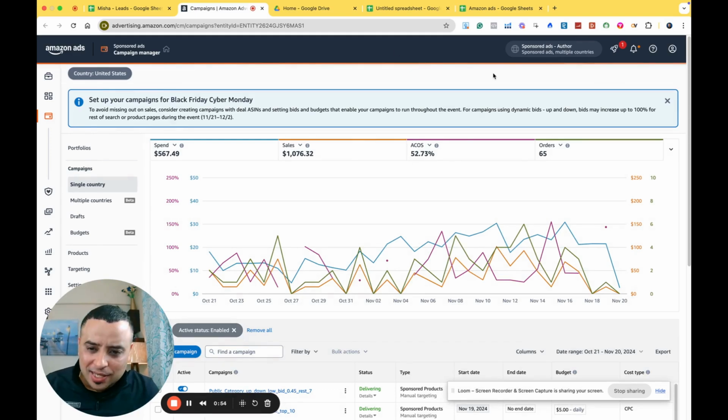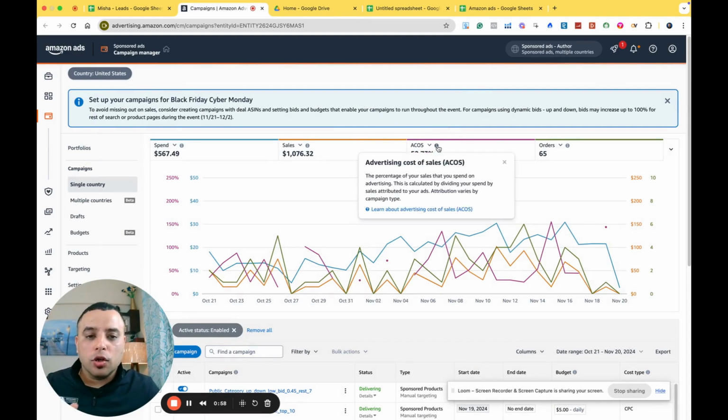So first things first, let's understand what ACOS is. ACOS full form is advertising cost of sales. As per Amazon, it is the percentage of your sales that you spend on advertising, which means how much you have spent out of your sales on advertising.